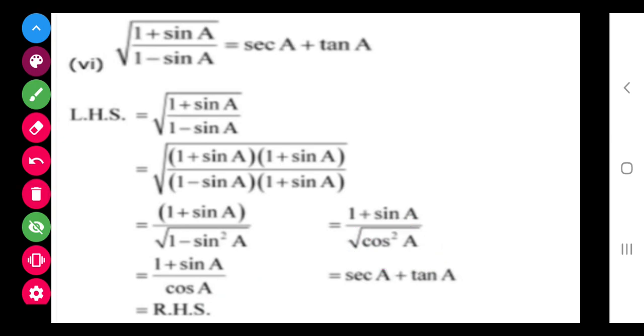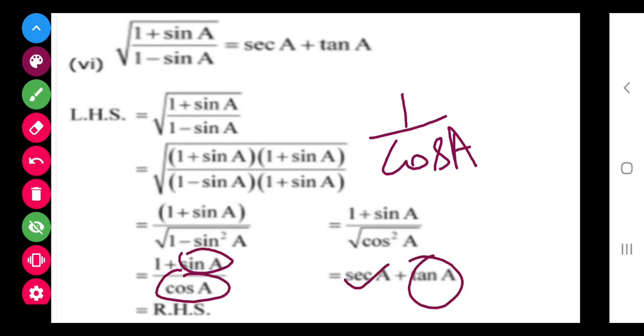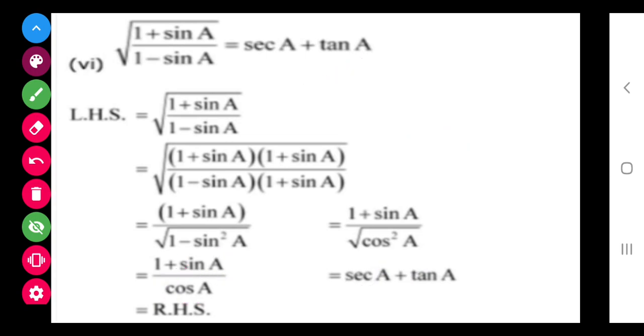Now what answer do we need to have? We need to have sec a plus tan a. So 1 upon cos a we will write separately, sin a upon cos a we will write separately. 1 upon cos a is your sec a, and sin a upon cos a is your tan a. That's our RHS. So class, this is also done.